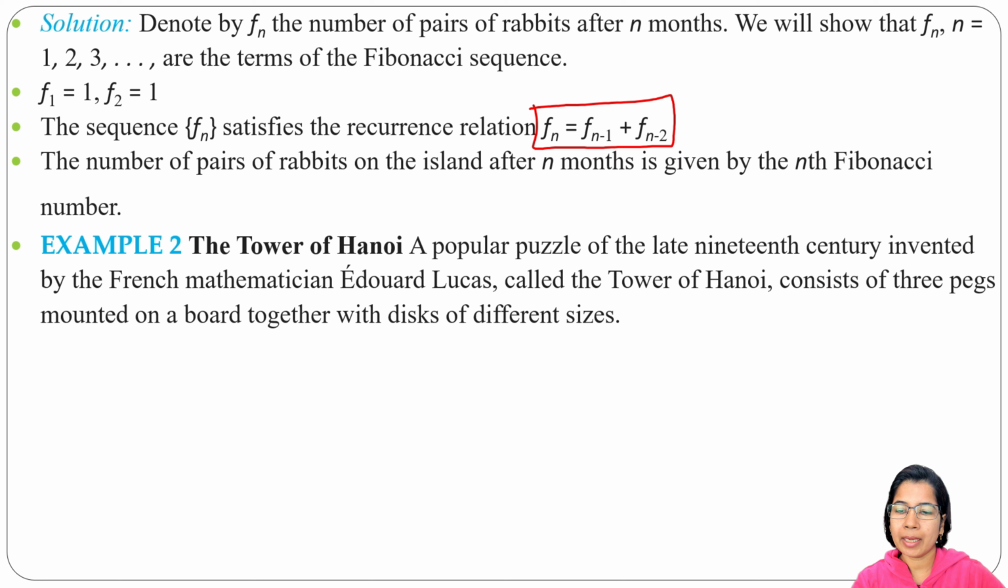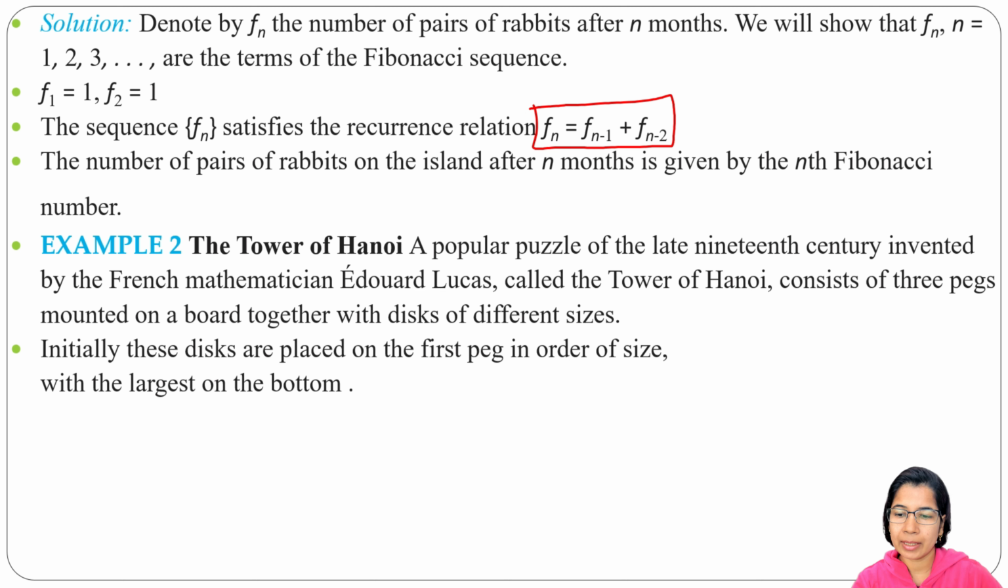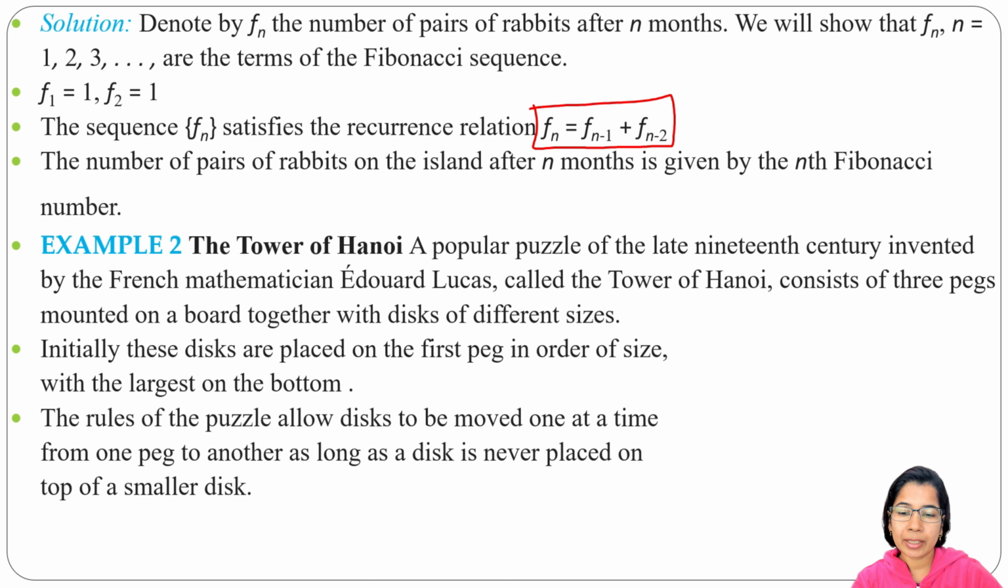Let's see the next example. Example 2, it is the Tower of Hanoi. This is a popular puzzle of the late 19th century invented by the French mathematician, called the Tower of Hanoi, and consists of 3 pegs mounted on a board together with discs of different sizes. Initially, the discs are placed on the first peg in order of size, with the largest at the bottom and the smallest at the top. The rule is we move one at a time from one peg to another peg, and a disc is never placed on top of a smaller disc. So above a smaller disc we cannot keep a larger disc, above a larger disc we can keep a smaller disc.